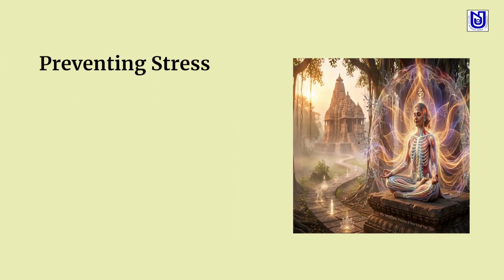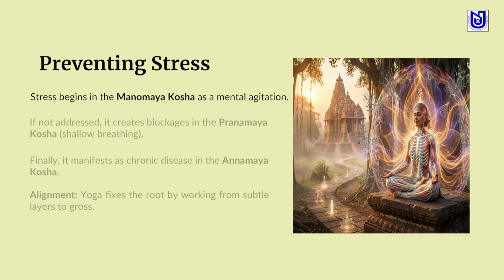These in turn can also help in stress management. Say for example, stress or mental agitation begins from the Manomaya Kosha. The practice of pranayama and breathing techniques helps us relieve these blockages. Once we relieve these blockages, then the chronic diseases in the Annamaya Kosha are also resolved. That is, through the alignment, the yogic sciences fix the root causes of our ailments, starting from the grossest layer to the subtlest layer.